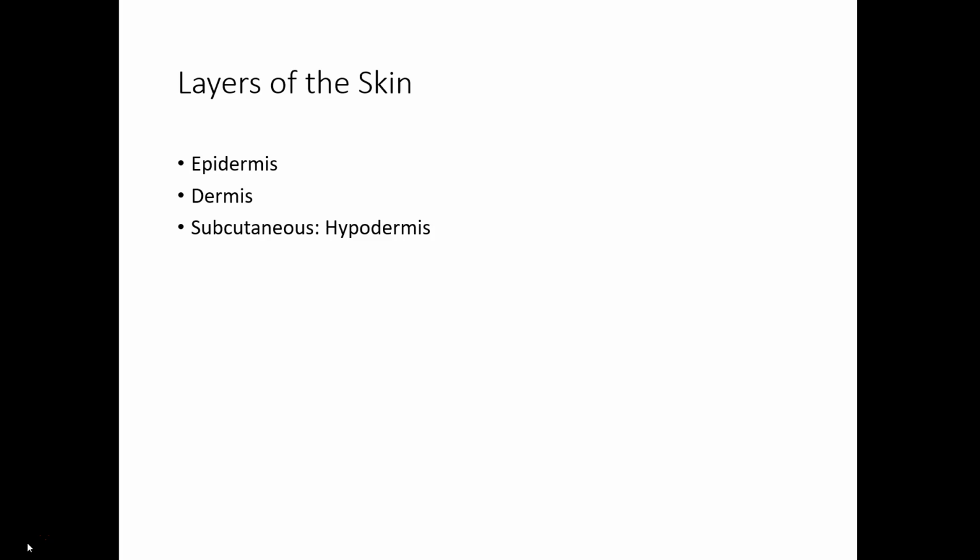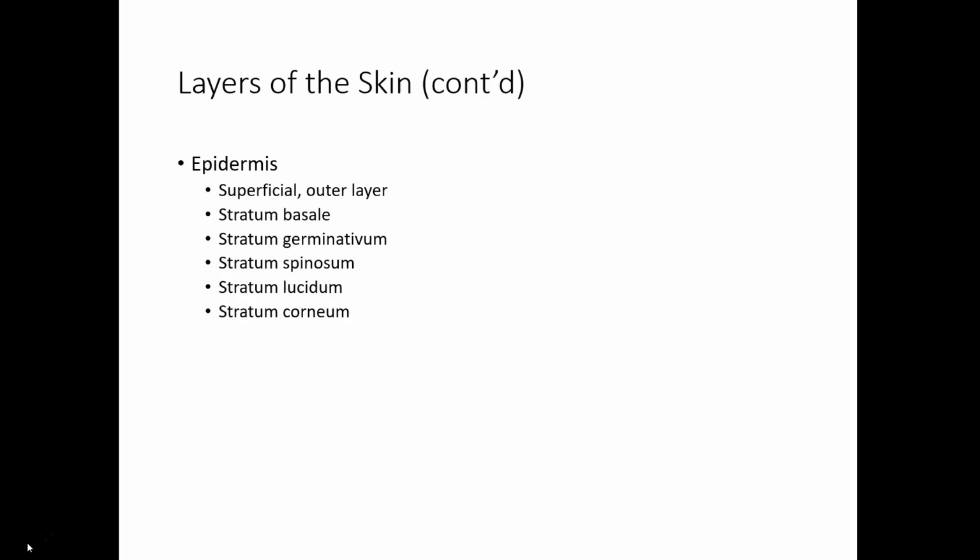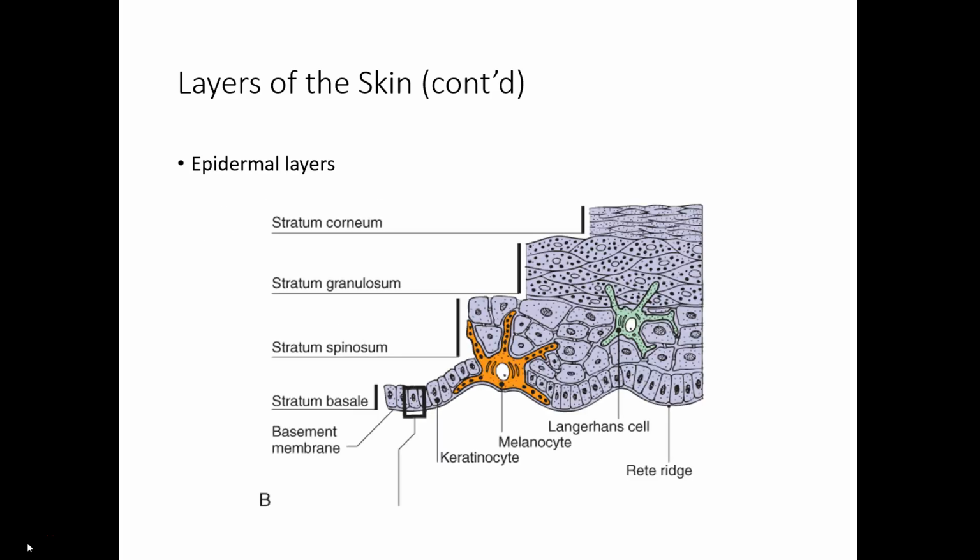Layers of the skin include the epidermis at the top layer, the dermis being the middle layer, and then subcutaneous or hypodermis being that bottom layer. In a couple of slides, they'll have a pictorial visualization of what these areas represent. The epidermis includes the superficial outer layer, and it has the stratum basale, germinativum, spinosum, lucidum, and corneum levels.